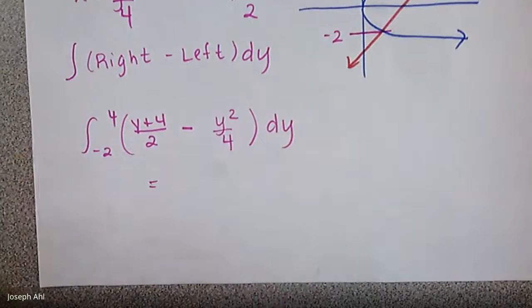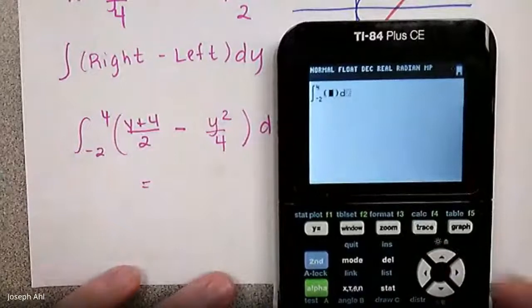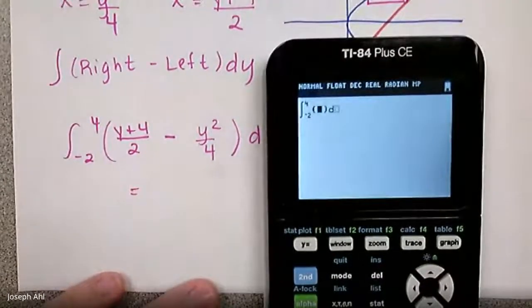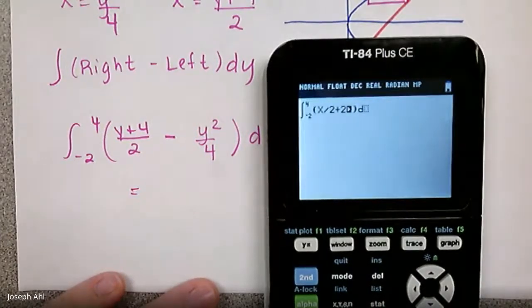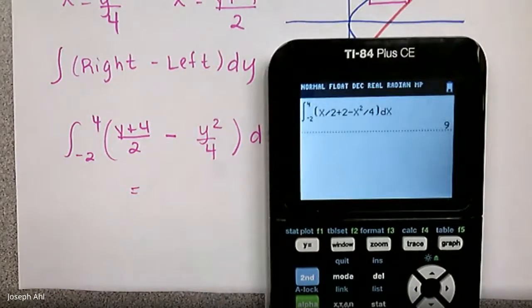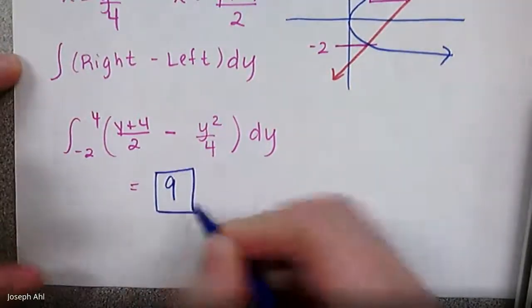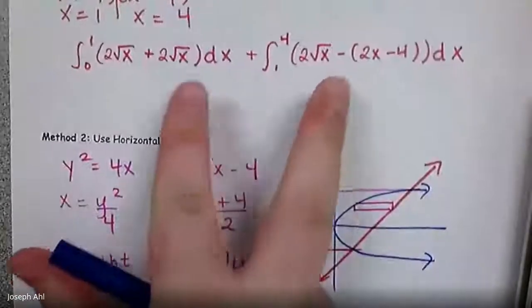So just to save some time, I will Math9 this and confirm the area. If you want to try it by hand, of course, you may go ahead and do that. But if we do Math9 from -2 to 4, the function y plus 4 over 2, you can change that to x over 2 plus 2, and then minus x squared over 4 dx. The area between those curves winds up equaling exactly 9. So if you had already stopped and done the area up at the top, you should have gotten 9 as your answer. If not, go back at this point, confirm that this area is also 9.